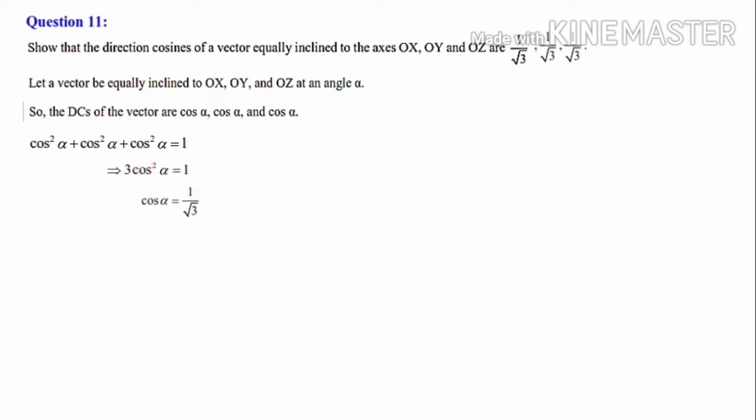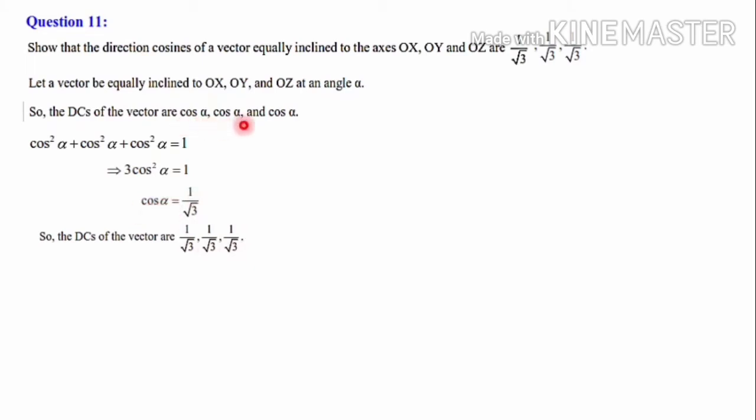To calculate cos alpha from cos square alpha, we have to take the square root. The square root of 1 divided by 3 is the square root of 1 over the square root of 3. Square root of 1 is 1 itself. So 1 by root 3 is the cos alpha value. So the direction cosines of the vector are 1 by root 3, 1 by root 3 and 1 by root 3. Here cos alpha is 1 by root 3, that is L. L is 1 by root 3.